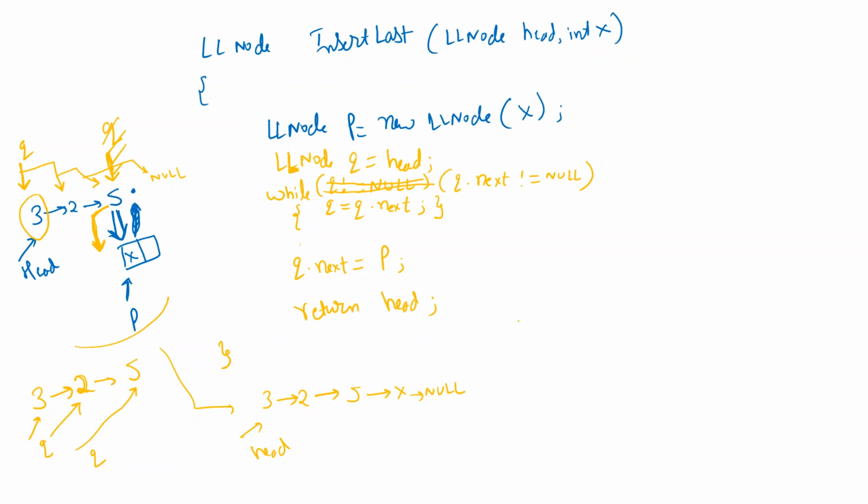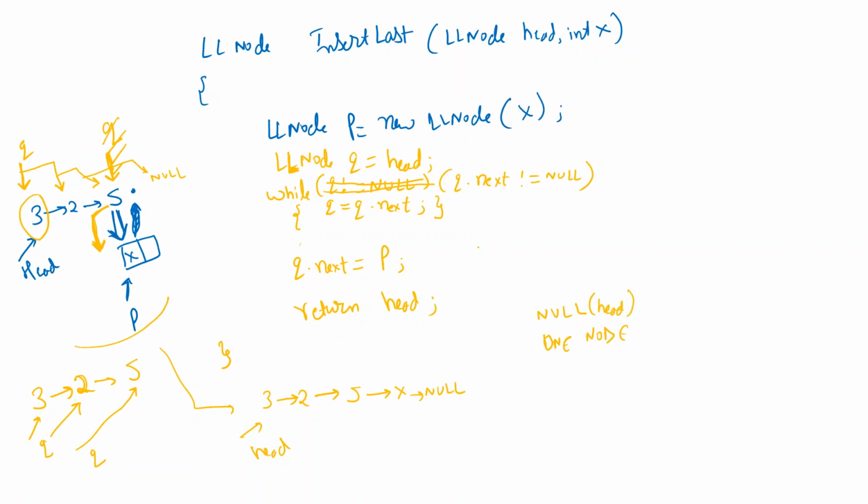So there are two boundary conditions which are really important. One is when there is no linked list. Second is when there is only one node in the linked list. When there is no linked list, basically means head is equal to null.